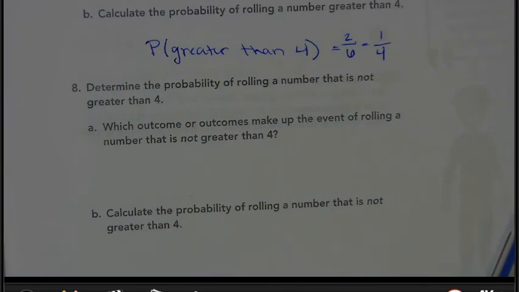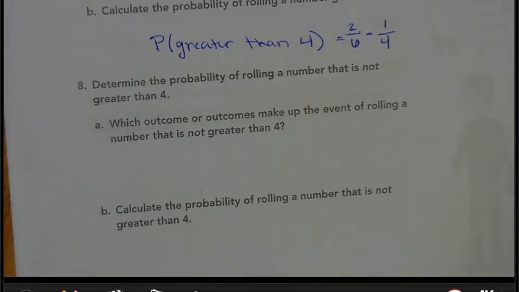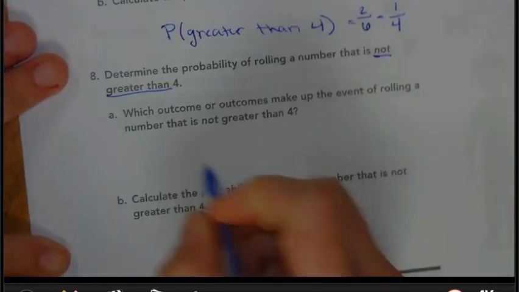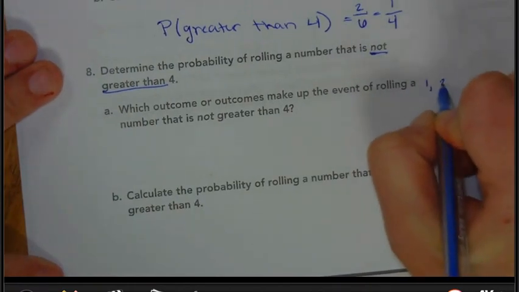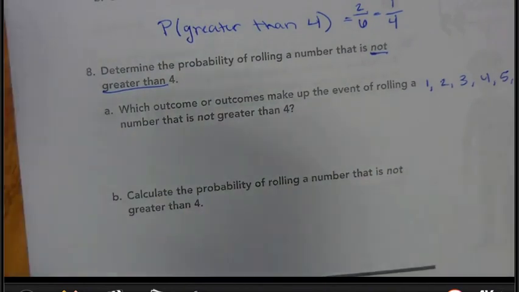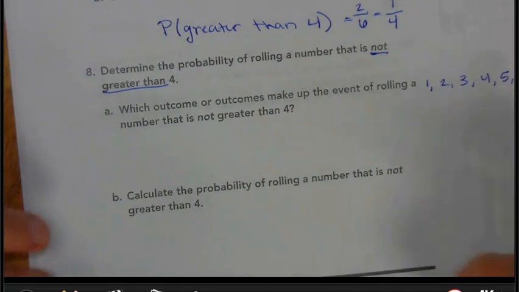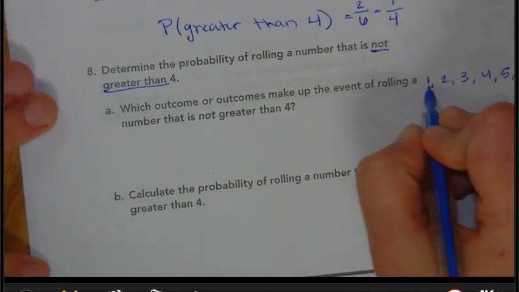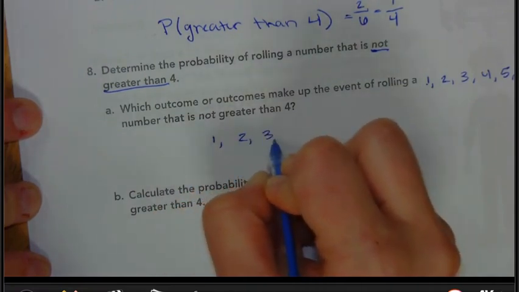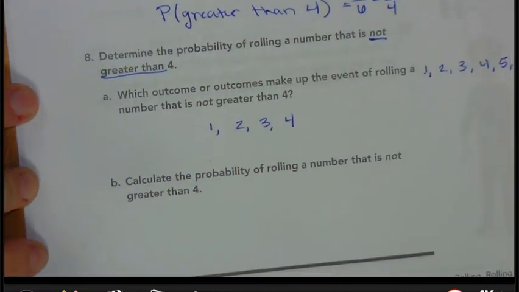There we go. Number 8, determine the probability of rolling a number that is not greater than 4. So not greater than 4. All right, so my possibilities are 1, 2, 3, 4, 5, and 6. Okay. Now, I want to know what is the probability of not greater than 4. So anything that's not bigger than 4. Well, I have 1, 2, 3, and 4.